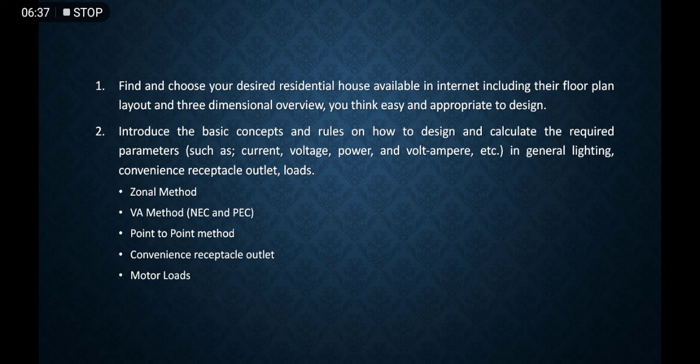Zonal method is particularly used for lighting system. VA method is also used for lighting system. But the difference between the zonal method and VA method is that the VA method is used for PEC. VA method is actually from NEC and from PEC. So yung mga ideas doon is ginagamit natin.